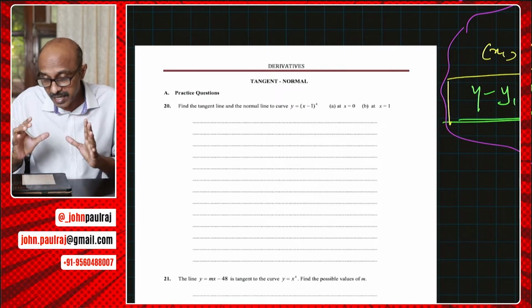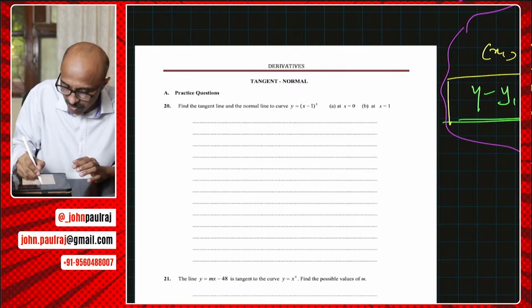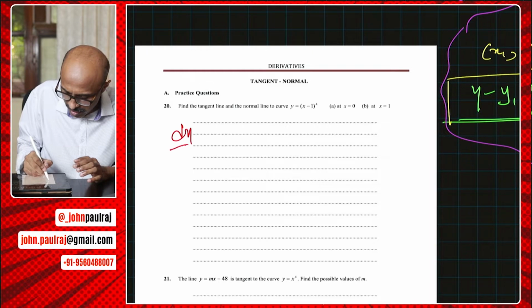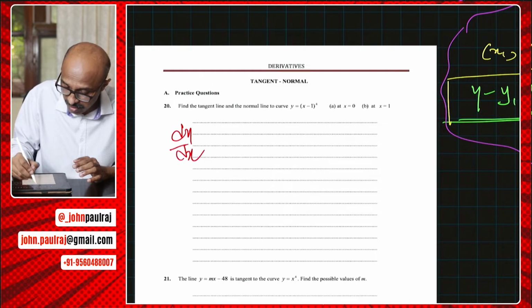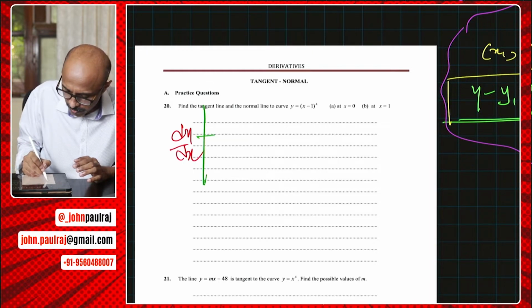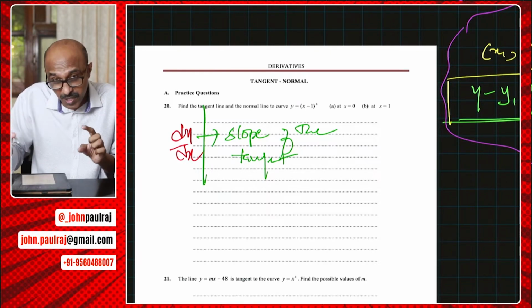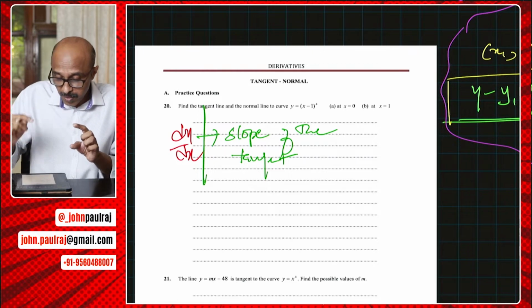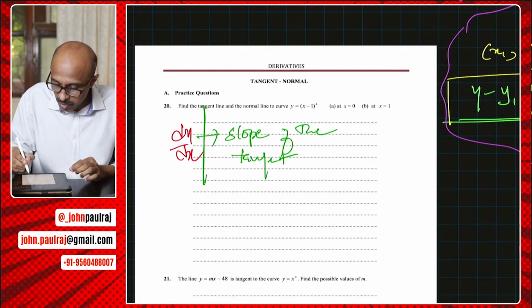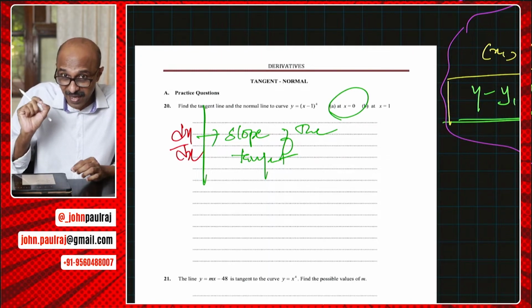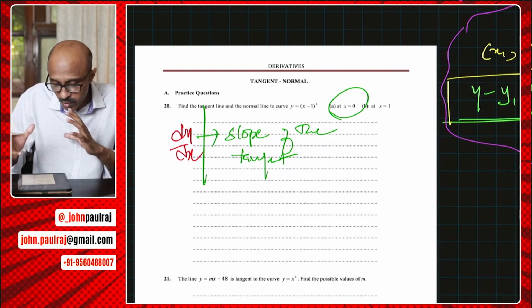The idea to keep in mind is: dy by dx, what does that represent? dy by dx gives us the slope of the tangent. So when we find the expression dy by dx in an algebraic form, that expression gives us the slope of the tangent line at that particular point. So when we plug in x is equal to 0, we're going to get the slope of the tangent line at x equals 0. So we're going to make use of that approach.